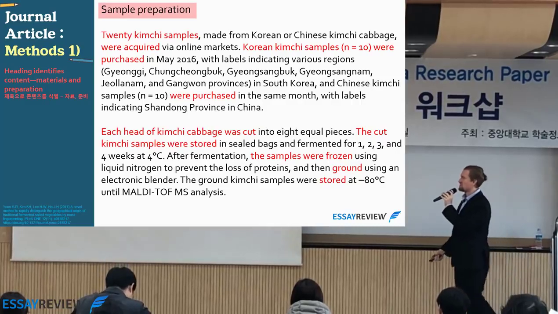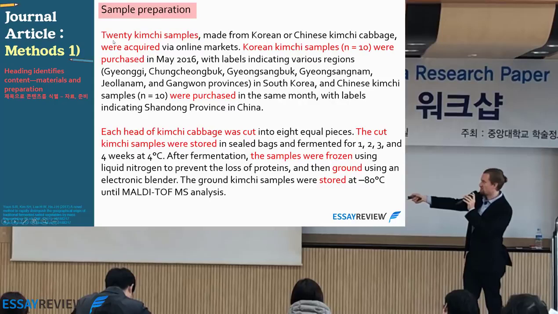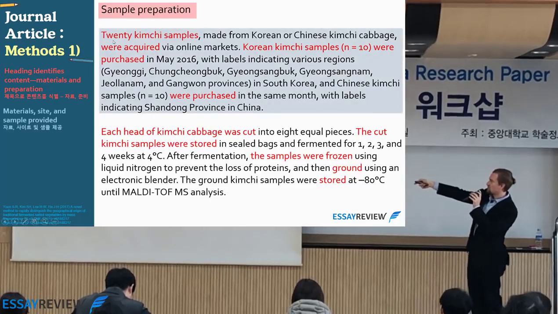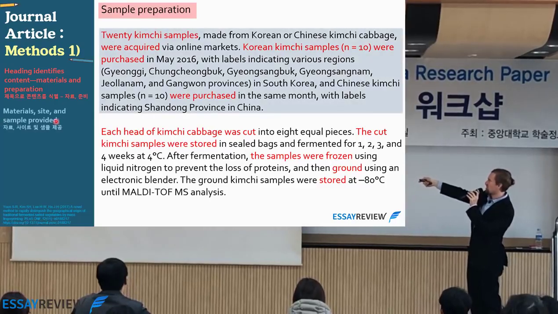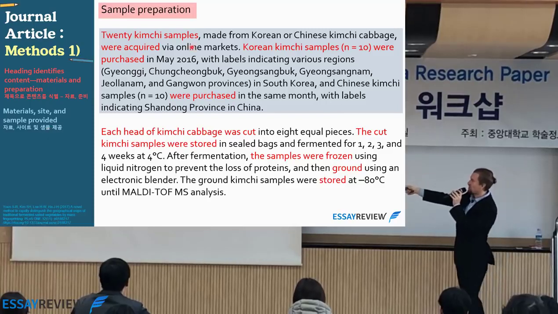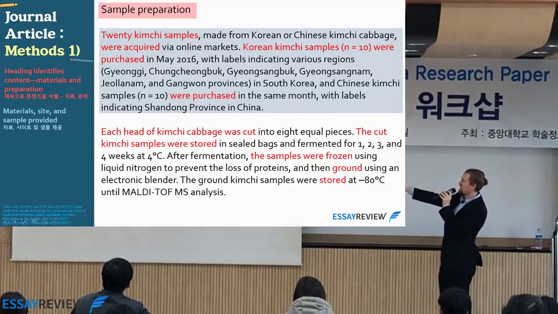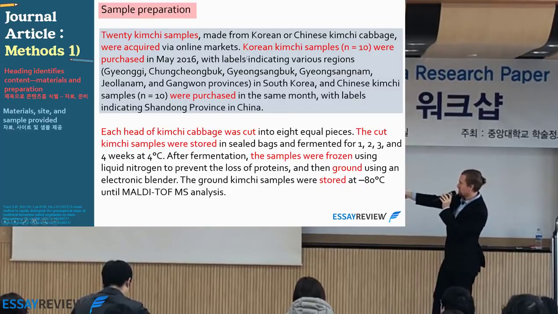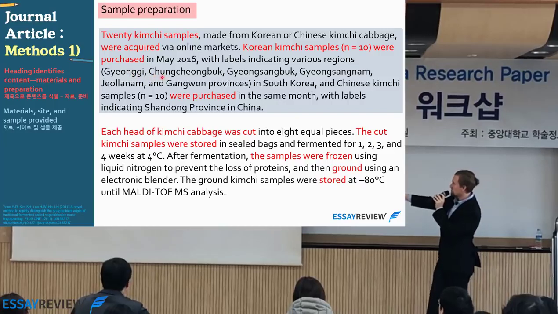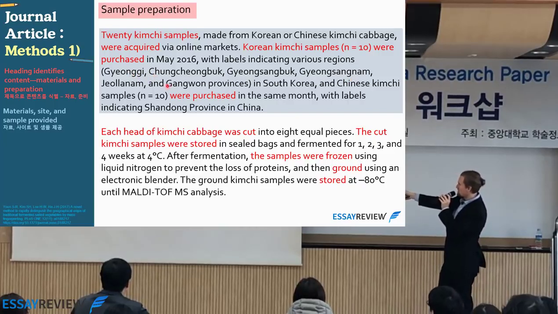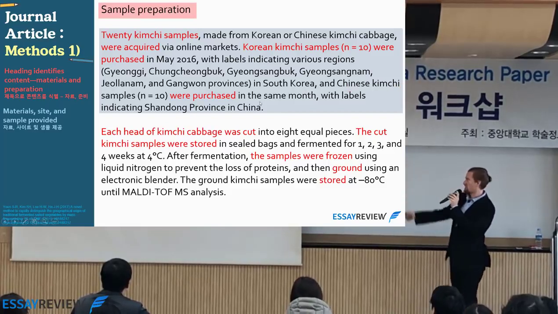The first thing that this researcher does is discuss materials, site, and sample. Twenty kimchi samples made from Korean or Chinese kimchi cabbage were acquired via online markets. So we have where they're from and what the materials are. And then you have the exact place where they were procured. They came from Gyeonggi, Chungcheongbuk, etc. And then the Chinese kimchi samples were purchased in the same month. So you have the place and where in China they were purchased.